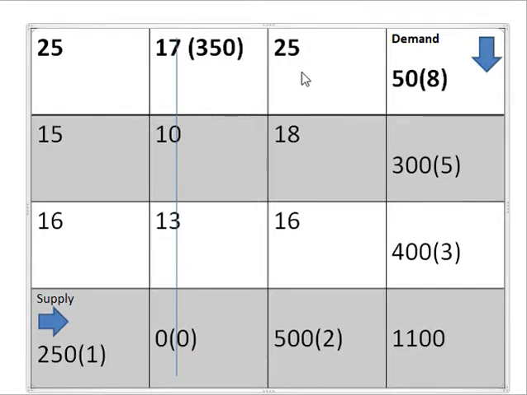The difference between here, the minimum is 25 and the next minimum is also 25. Hence the difference here is 0. In this row the minimum is 15 and the next minimum is 18. The difference here is 3. In this row the minimum is 16 and the next minimum is also 16. The difference here is 0.